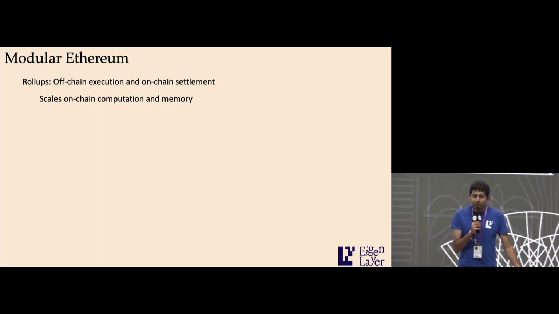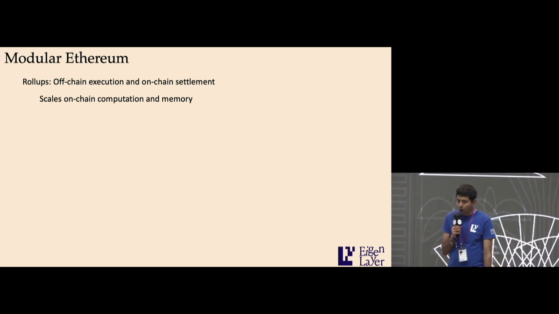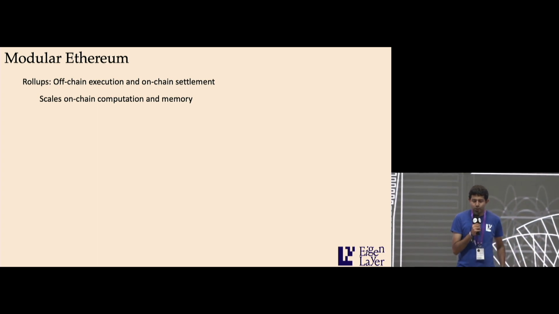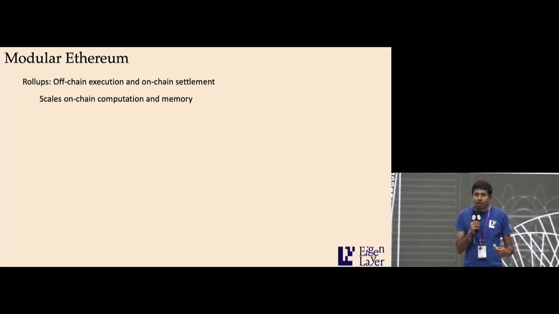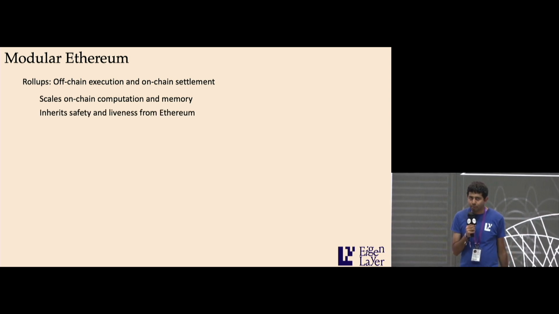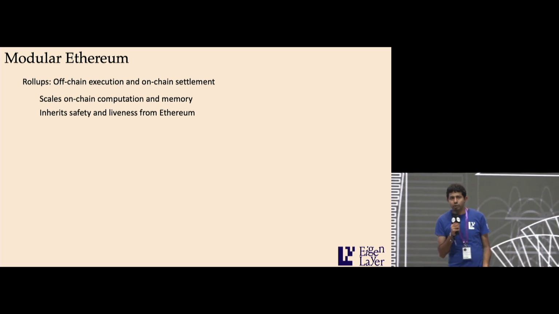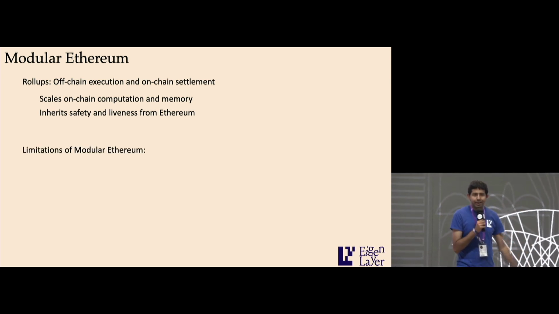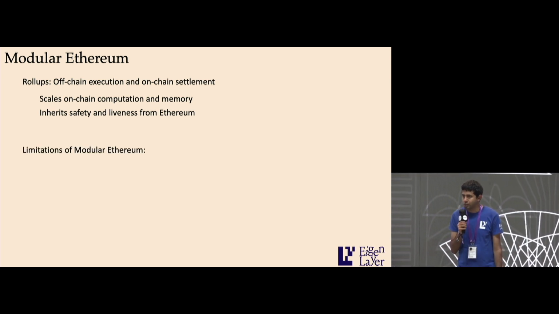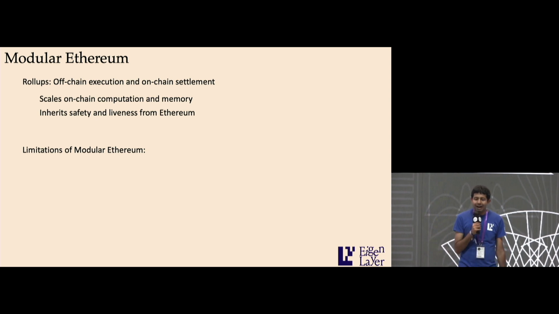Awesome. So we know a bit about rollups, right? Rollups move execution, computation and memory off-chain. And this is a scaling strategy for Ethereum, but there still remain many roadblocks in order to get layer 2s and rollups to the end state.